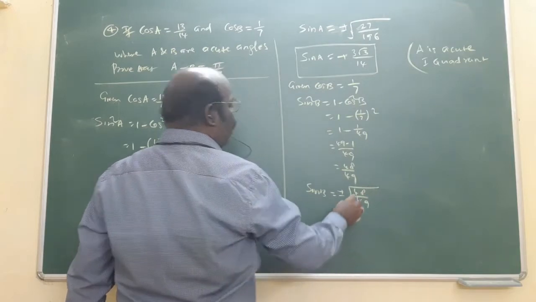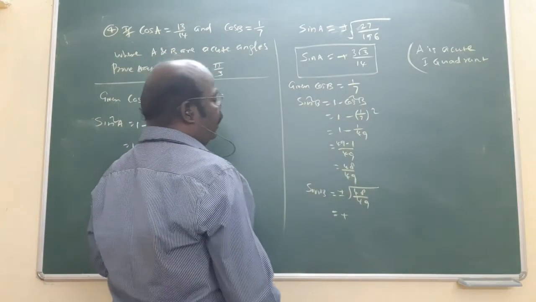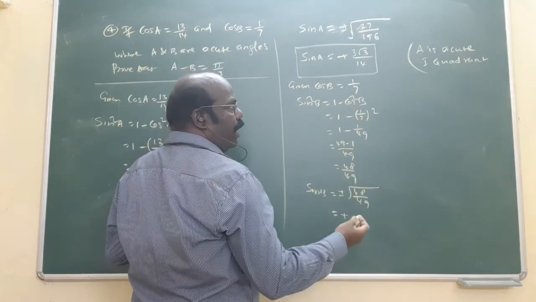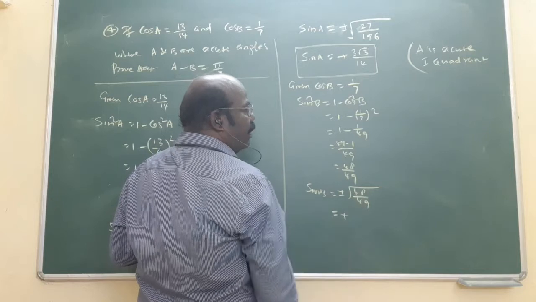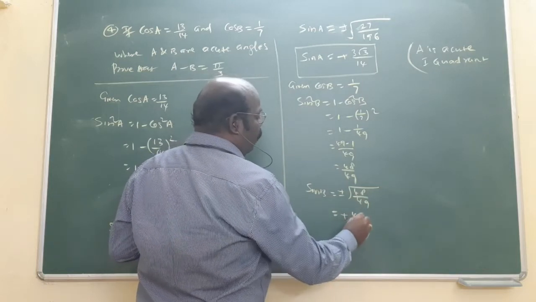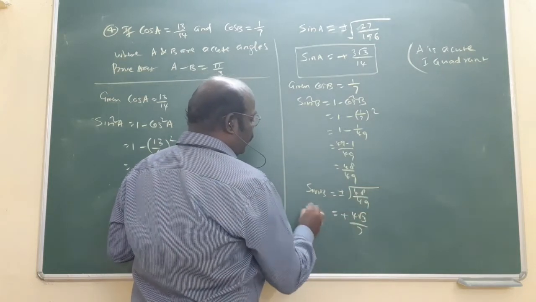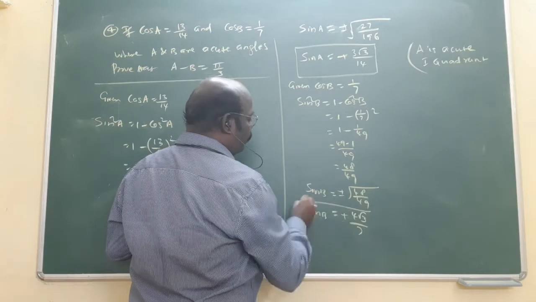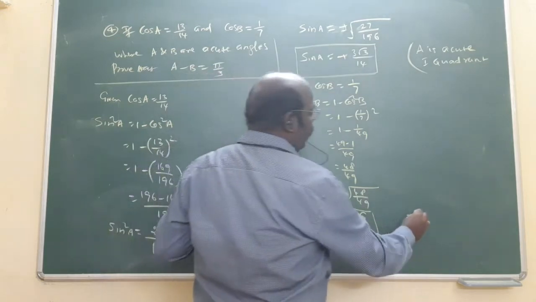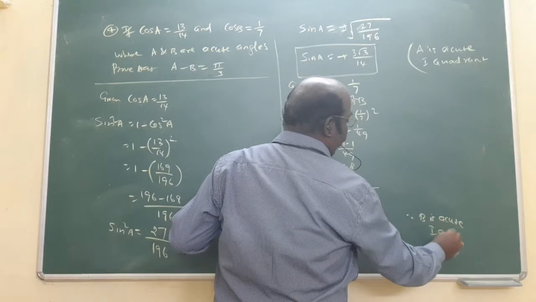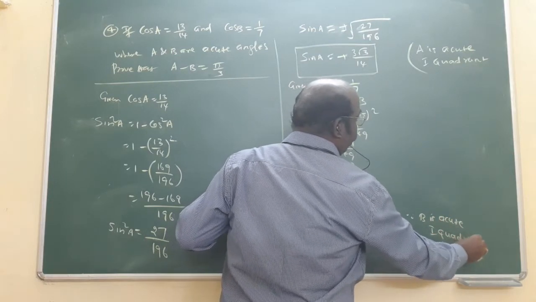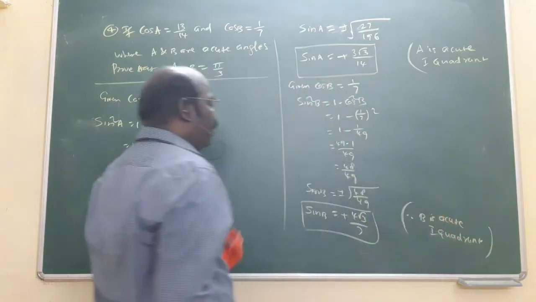Here also, B is an acute angle. Am I right? That's why it is below 90, that means first quadrant, only positive. 48 can be written as 16 into 3, so 4 root 3 by 7 is sin B. Here also, what is the reason? B is acute, that's why first quadrant, so I consider only positive.